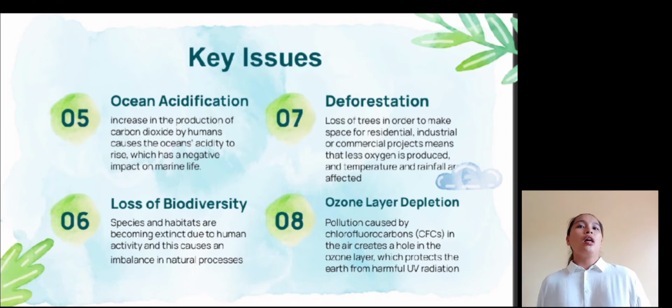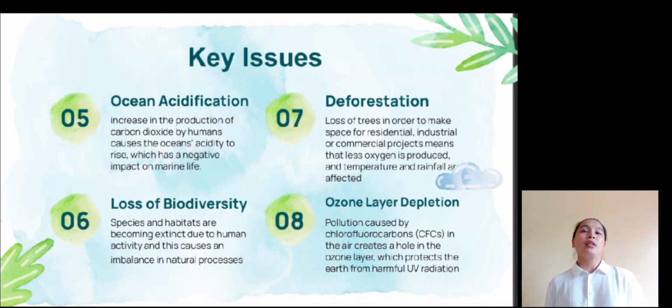Number 6, loss of biodiversity. A decrease in biodiversity within species and ecosystems, a given geographic area, or Earth as a whole. Species and habitats are becoming extinct due to human activity. This causes an imbalance in natural processes like pollination and poses a threat to ecosystems. Coral reef destruction is particularly affected.